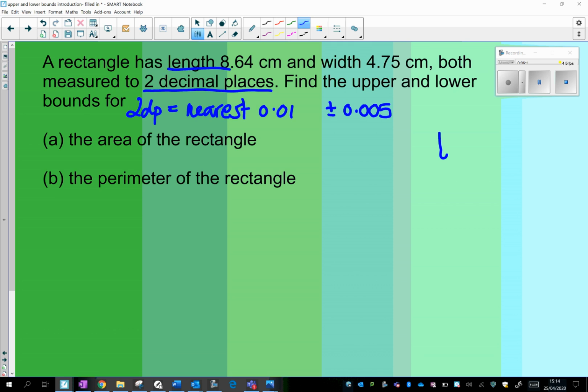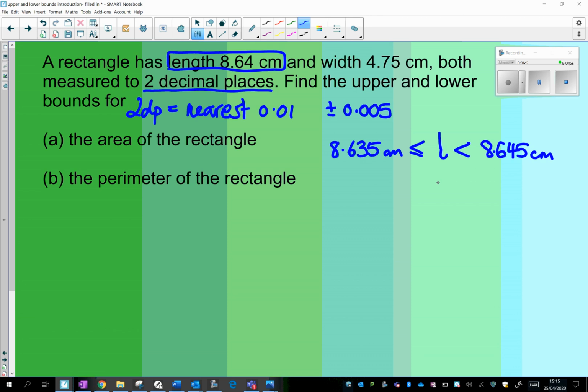Okay, so let's have a look first of all at the length of the rectangle. The length is given as 8.64 centimeters. So we know that the length is between its upper and lower bound. The maximum is going to be 8.645 and the minimum is going to be 8.635. So that's adding and subtracting 0.005 centimeters.